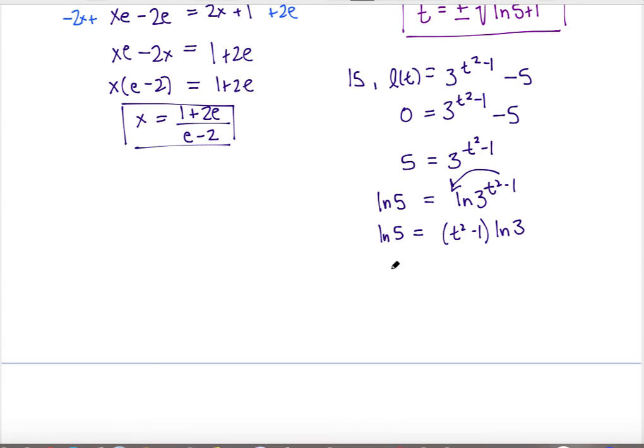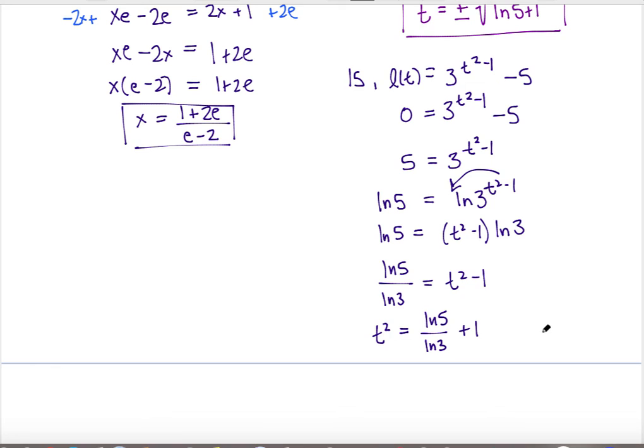So now it just becomes a process of solving for t squared. So I'm going to divide both sides by ln of 3. So I have ln of 5 divided by ln of 3 is equal to t squared minus 1. And so I'm going to go ahead and move my t squared over to the other side. So I have t squared, and I'm going to add 1 at the same time, if that's all right. So I have t squared is equal to ln of 5 over ln of 3 plus 1. So I've added 1 to both sides, and then I've moved my t squared to the left side.